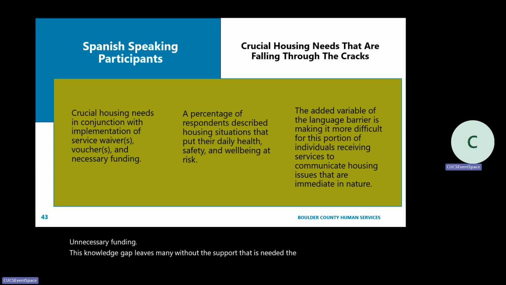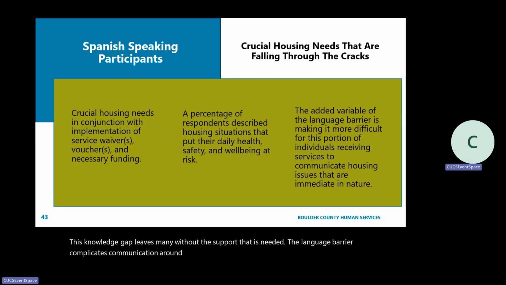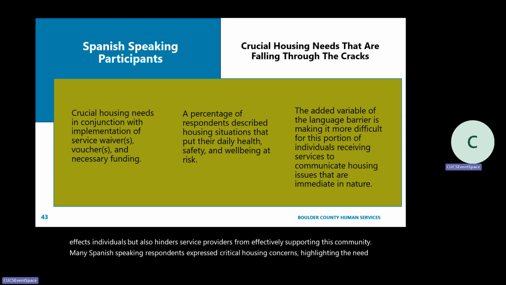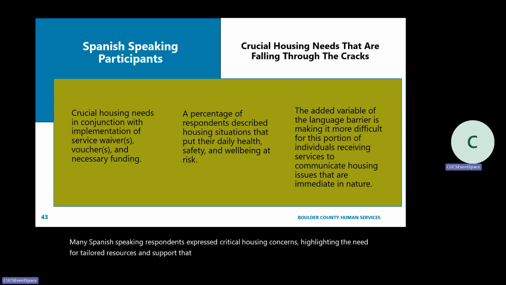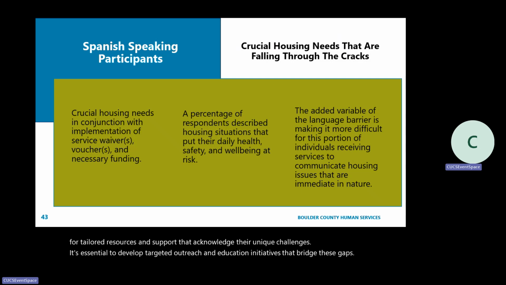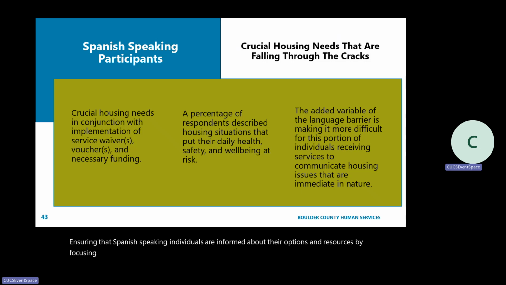The language barrier complicates communication around housing issues and emergent situations. This not only affects individuals, but also hinders service providers from effectively supporting this community. Many Spanish-speaking respondents expressed critical housing concerns, highlighting the need for tailored resources and support that acknowledge their unique challenges. It's essential to develop targeted outreach and education initiatives that bridge these gaps, ensuring that Spanish-speaking individuals are informed about their options and resources. By focusing on the specific needs of the Spanish-speaking community, we can create a more inclusive support system that addresses housing challenges effectively.